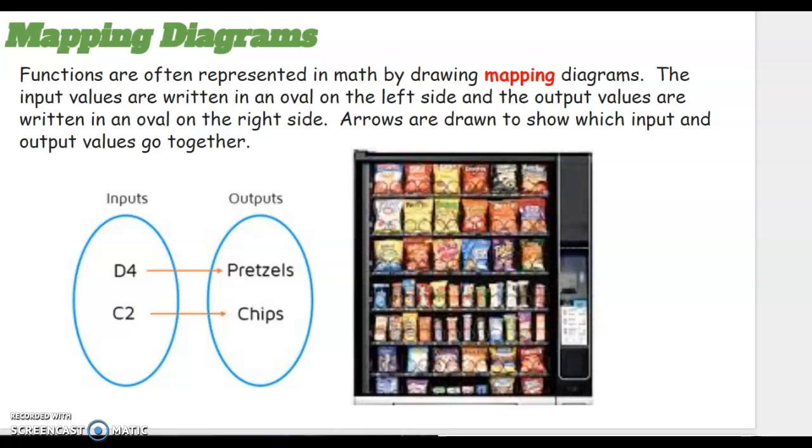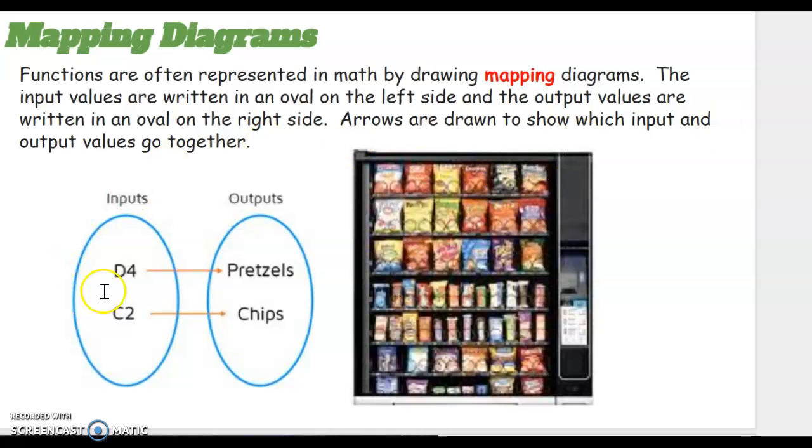Myself and Ms. Van Dyke want to go over a way of showing functions that you are going to see in class as well as in activities that we work on. And that is called mapping. Okay, so when we were talking about functions, we were talking about a one-to-one correspondence. Remember, every input can have one and only one output. So this is a mathematical way of showing a function or something that is not a function. And we just want to make sure that you are aware of this way to show how a function is working. So it's called mapping, and functions are often represented in math by drawing mapping diagrams.